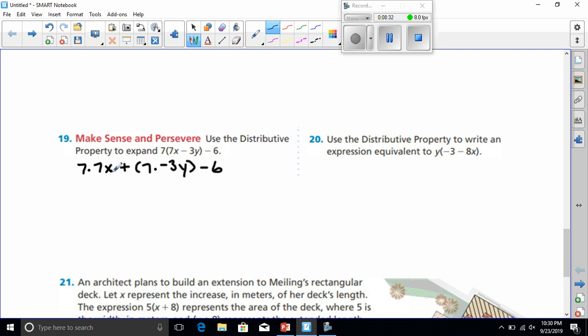Well, 7 times 7x is going to give me 49x. And let's see, 7 times negative 3 is negative 21y. And since a positive times a negative is a negative, this is going to be minus 21y. And then we're going to subtract 6. So I distributed the property, and my new expanded expression is 49x minus 21y minus 6.